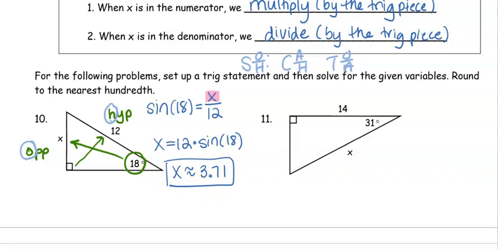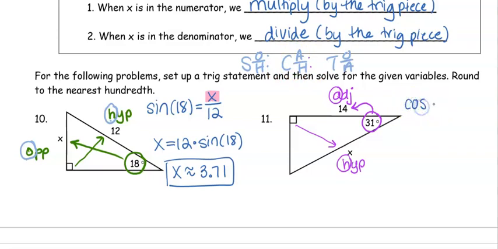All right, our next one, and we start with where our angle is. 14 is next to it. That is the adjacent side. X is across from the right angle, making that the hypotenuse. So I see that I have the adjacent and the hypotenuse. That's the A and the H. The A and the H is connected to the cosine function.